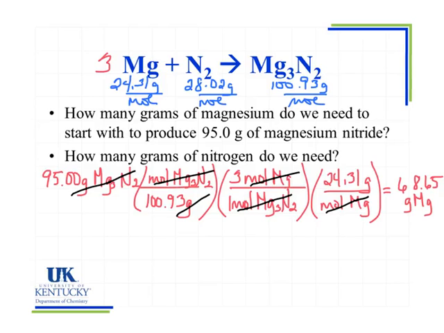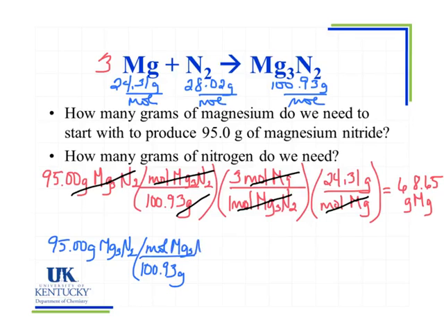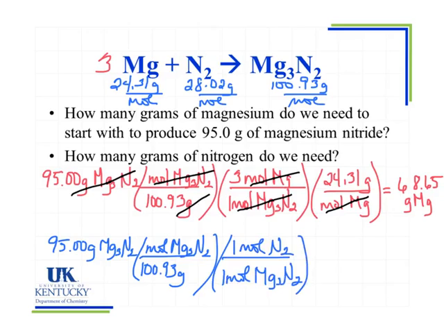Now I need to do a similar calculation going from the magnesium nitride to the amount of nitrogen I need. So here we have again 95 grams of magnesium nitride, and I'm going to use my molar mass here, 100.93 grams per mole of magnesium nitride. And now again I have to have a molar ratio. This time it's 1 mole of magnesium nitride to 1 mole of nitrogen. And then I'm going to use my molar mass of nitrogen, which is 28.02 grams per mole of nitrogen.